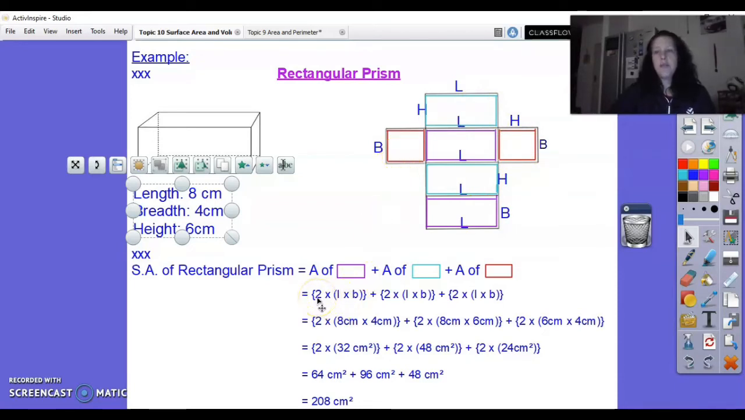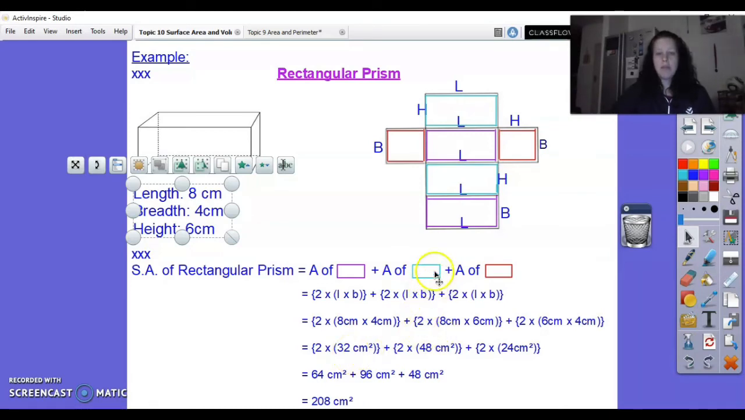So my formula for each of them would be 2 times length times breadth plus 2 times length times breadth plus 2 times length times breadth. All right, so now I go to my purple box and I see I've got length as 8 centimeters. My breadth over here would be 4 centimeters. So multiply them together, I get 32 centimeters squared.